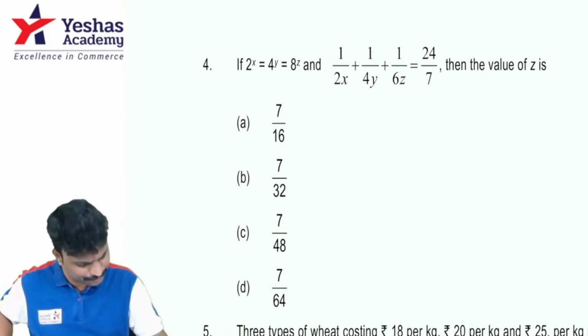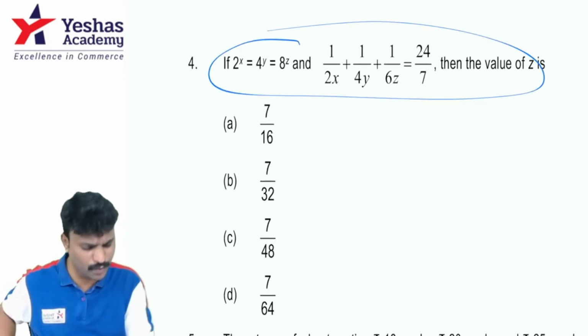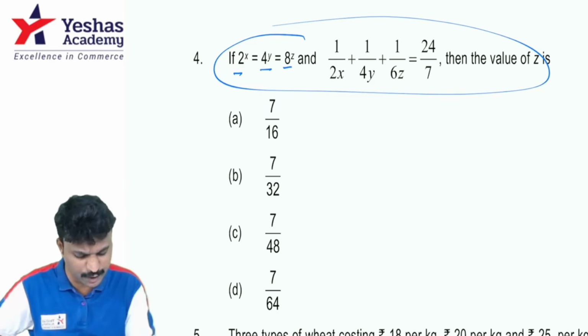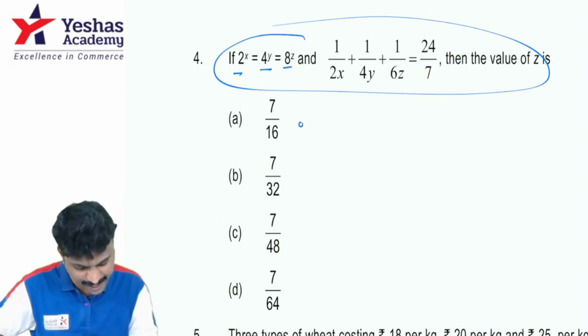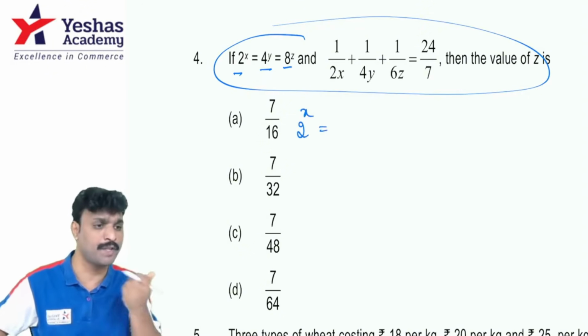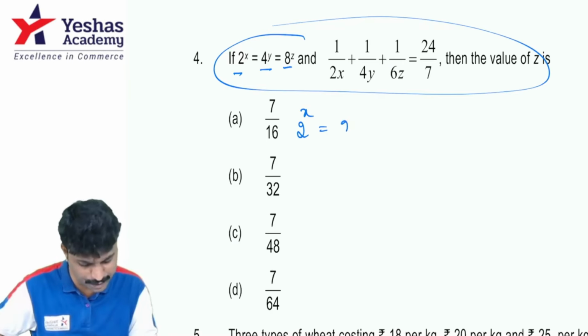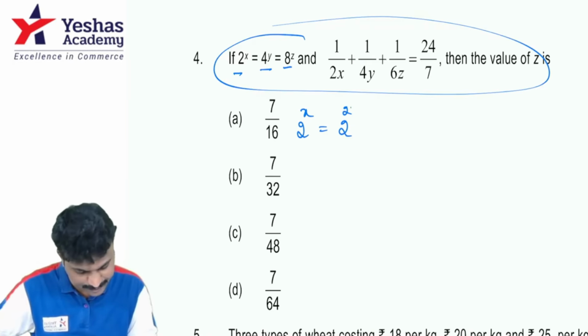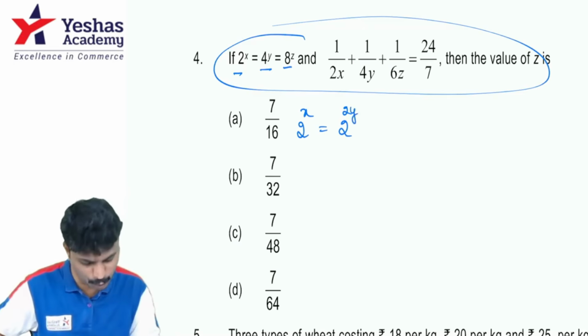Guys, this is one of the examination questions, one of the mock paper questions also. See, 2 power x equal to 4 power y equal to 8 power z. So try expressing all the bases in terms of a prime number. 4 power y can be written as 2 power 2 is 4 and power y is there, that gets multiplied with 2. So 2 power 2y it is.